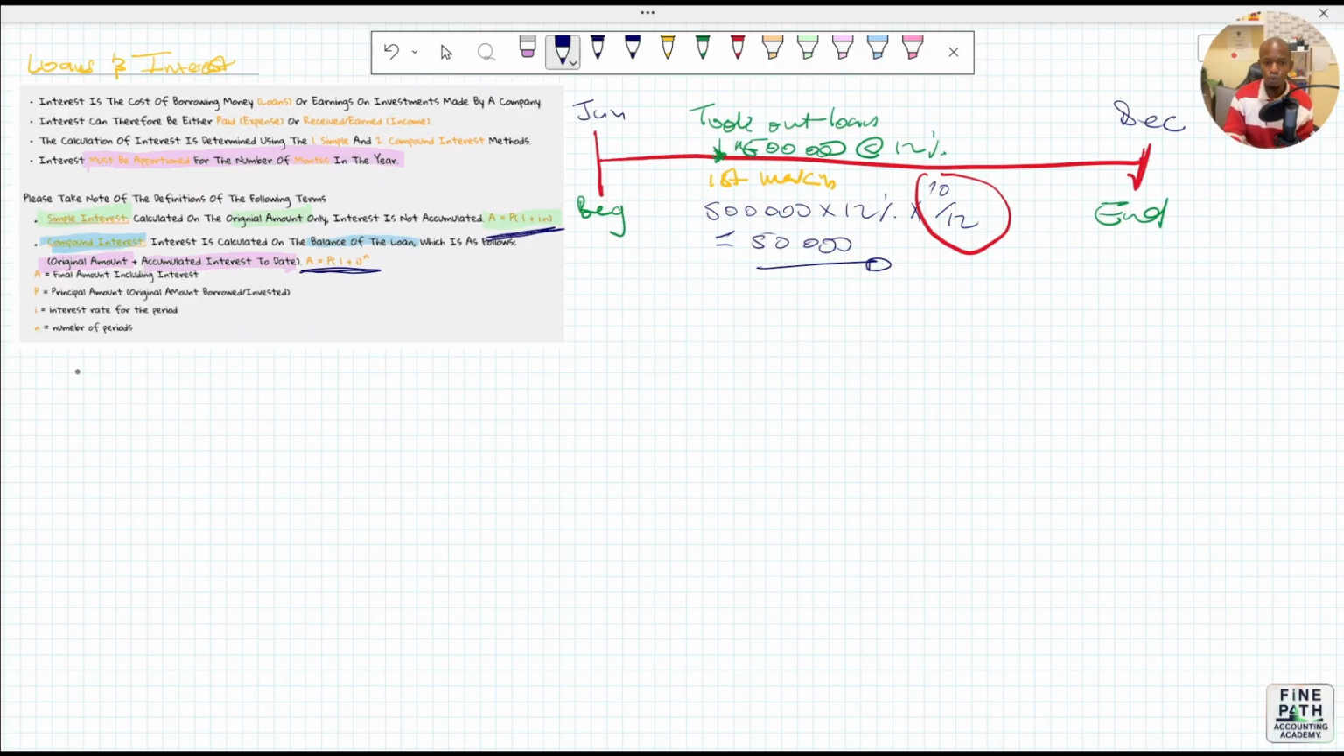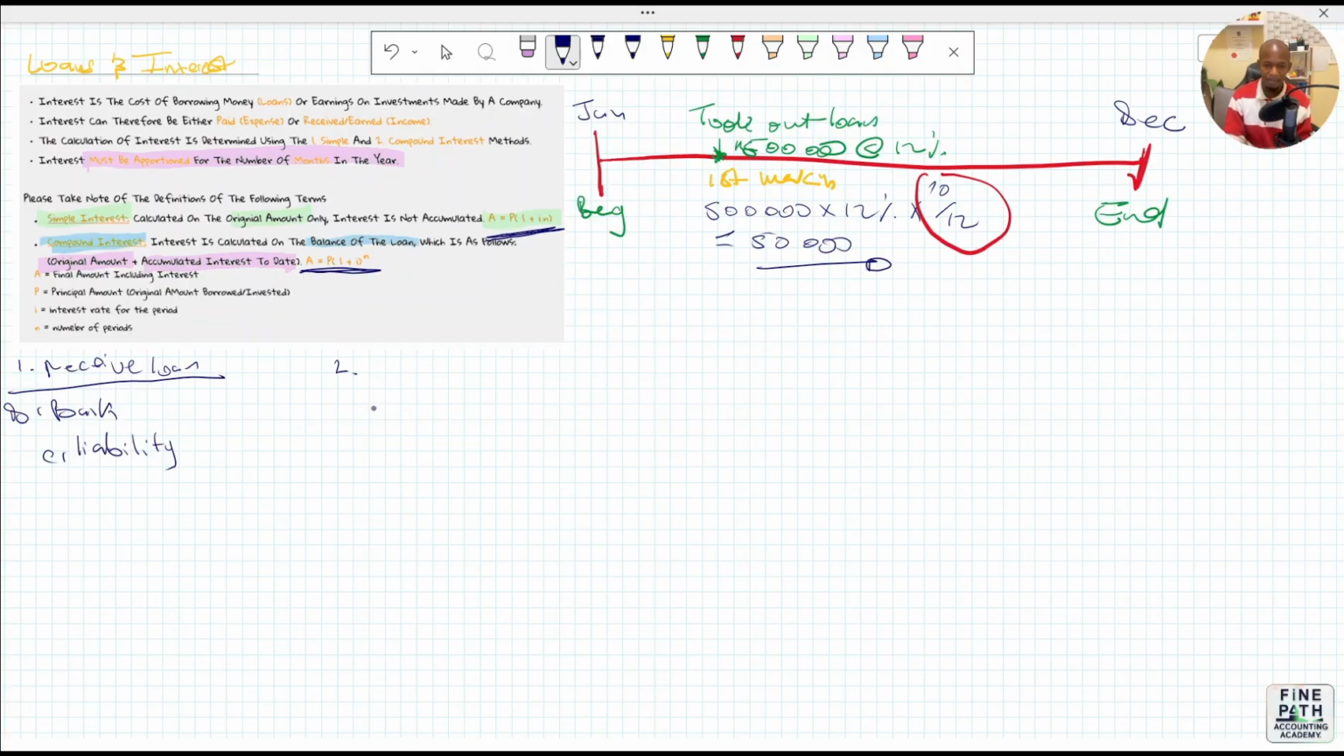So how would the journals of the interest look? The first one would be when we receive a loan, right? Firstly, you'd receive a loan because you've taken a loan from the bank. So you'd have to debit your bank because your assets are increasing, and then you'd have to credit a liability because you have to pay that money back to the bank.